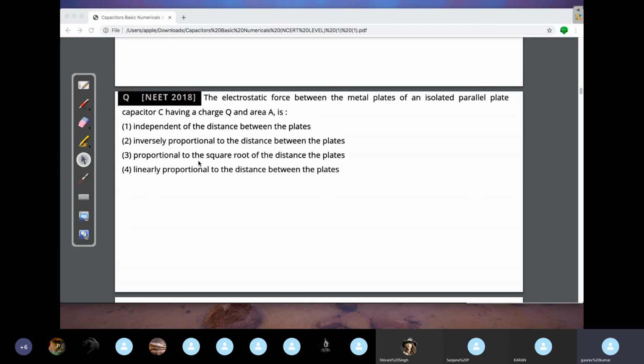The electrostatic force between the metal plates of an isolated parallel plate capacitor C having a charge Q and area A is.